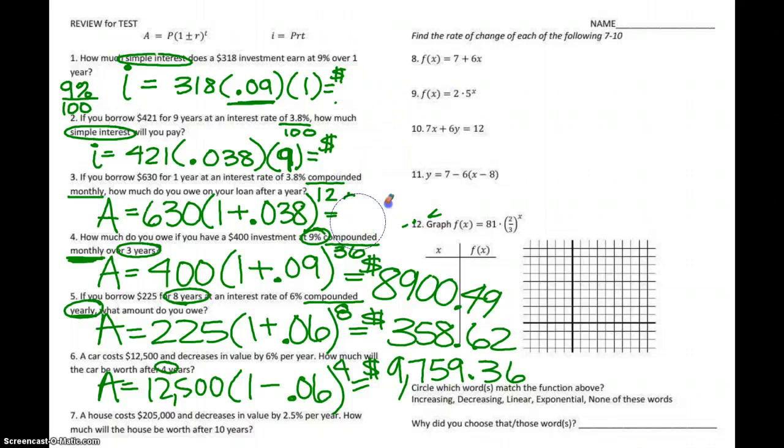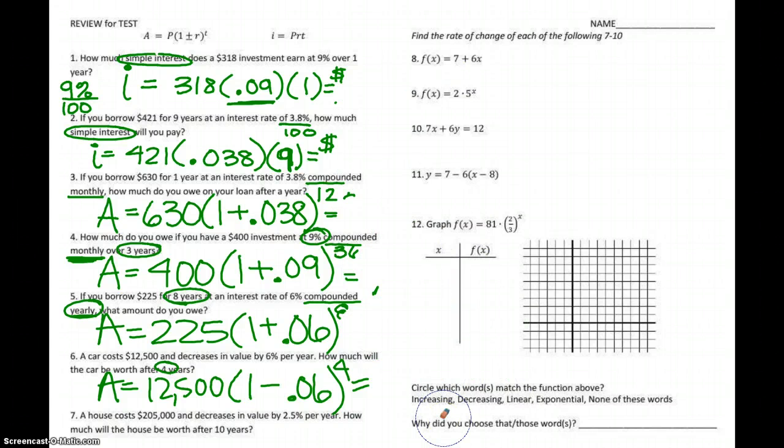So we're up here at number 8. It says find the rate of change for each of the following. It says 7 plus 6x. Again, this is the same as just y equals. Notice the mx is right here, so this is b plus mx. And we're looking for the rate of change, or m. In this case, it matches up with 6, so that's it. It's just 6.